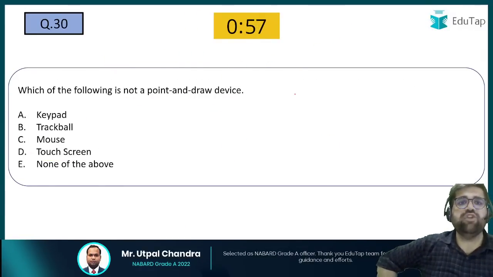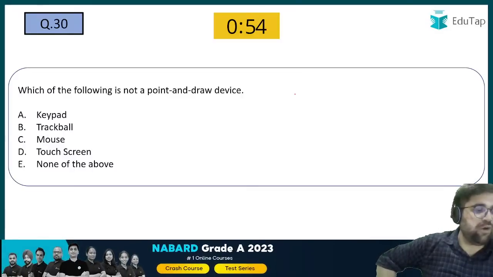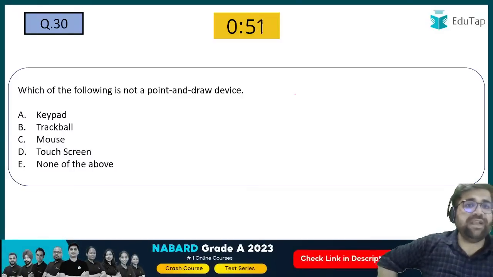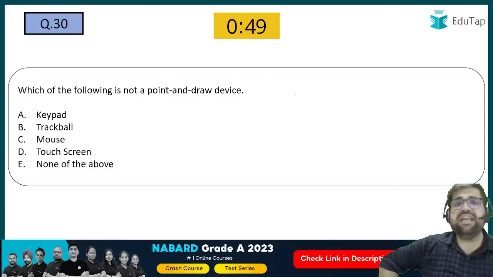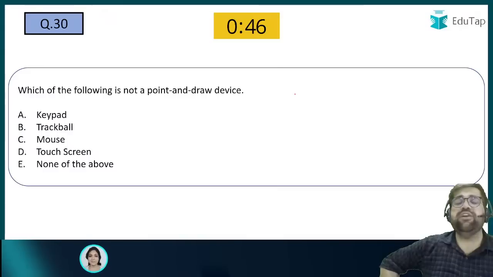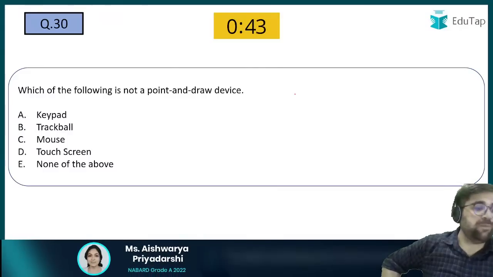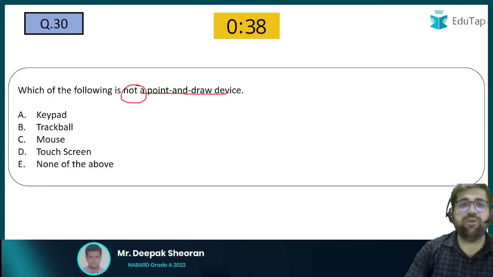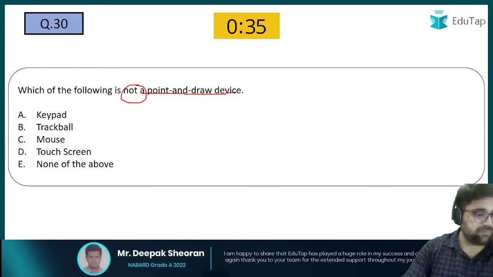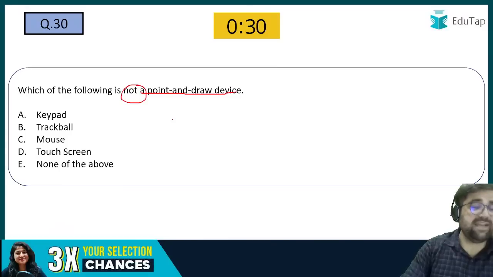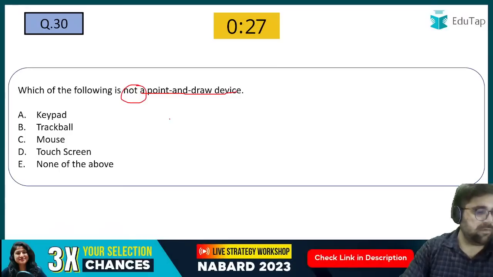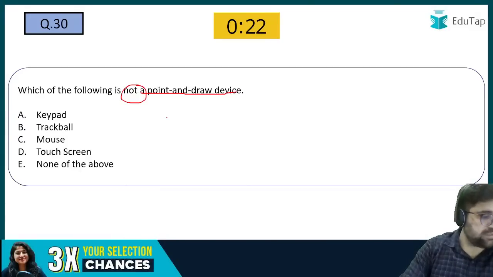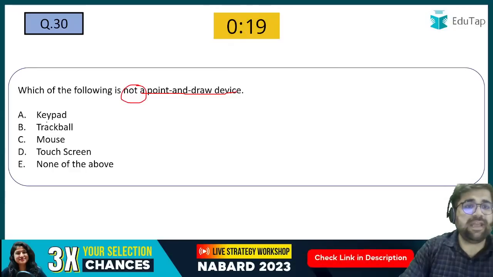Which of the following is not a point and draw device? Which of the following is not a point and draw device? Now most of the time we take the mouse as a point and draw device, but which of the following is not? Yes, on checks we use MICR. Very good. MICR, remember, it is a 9-digit code. Trackball, mouse. The answer here will be keypad, my friends.